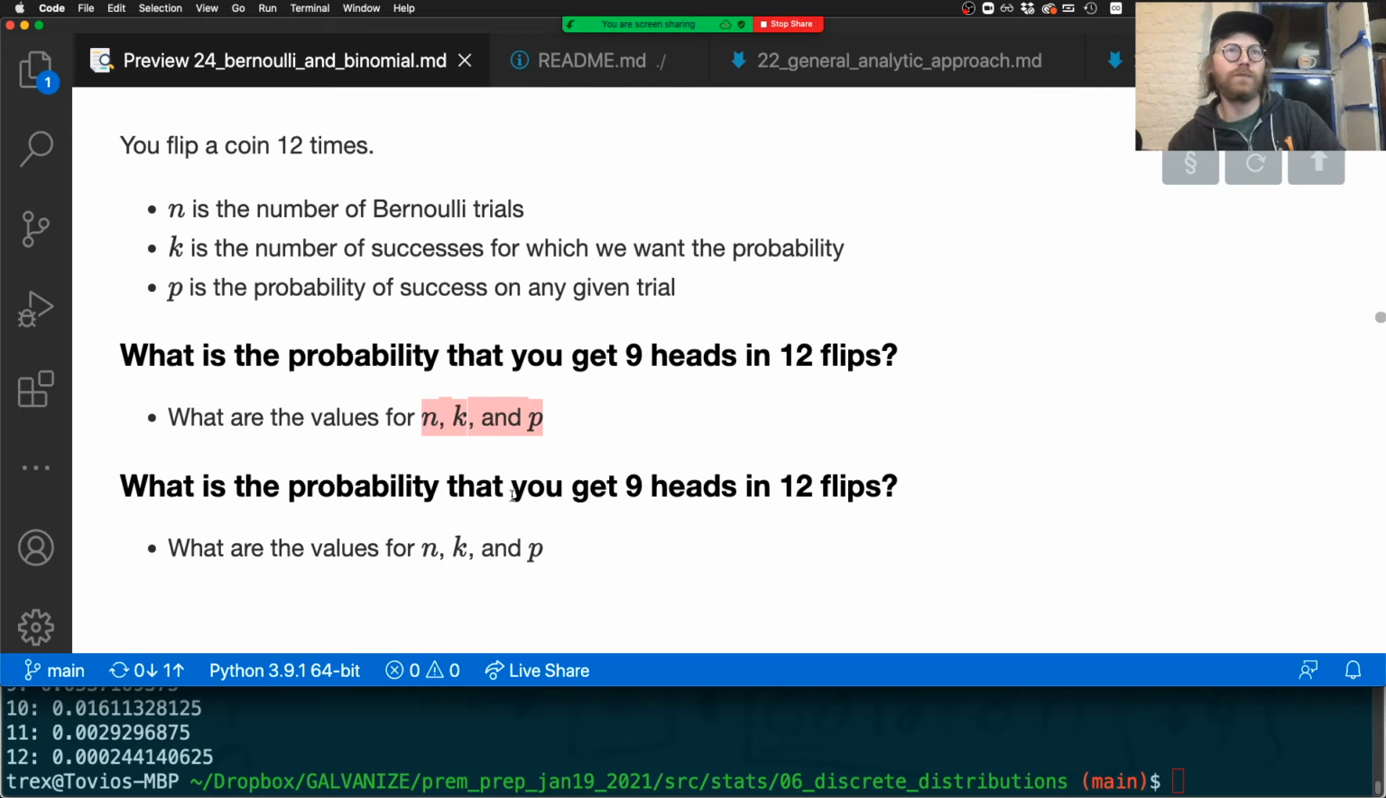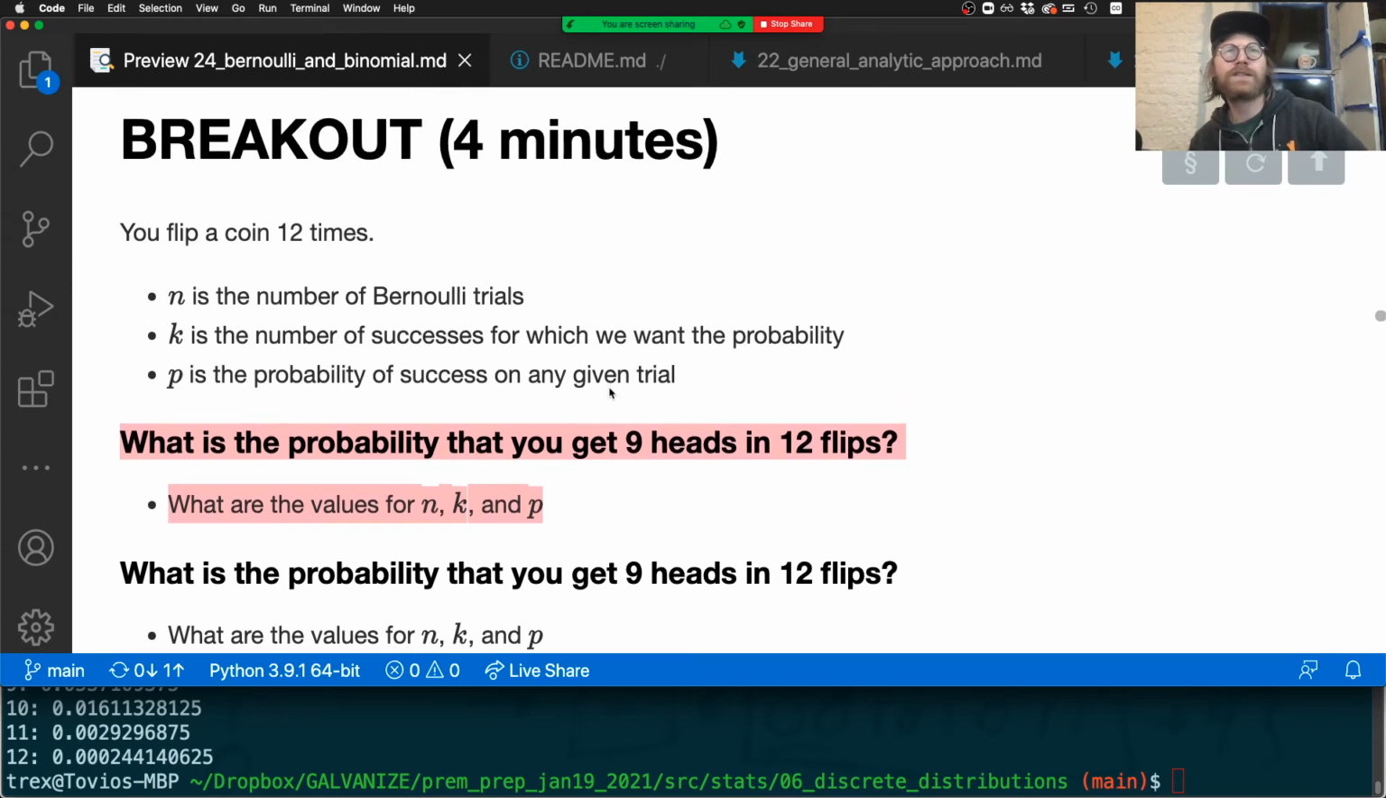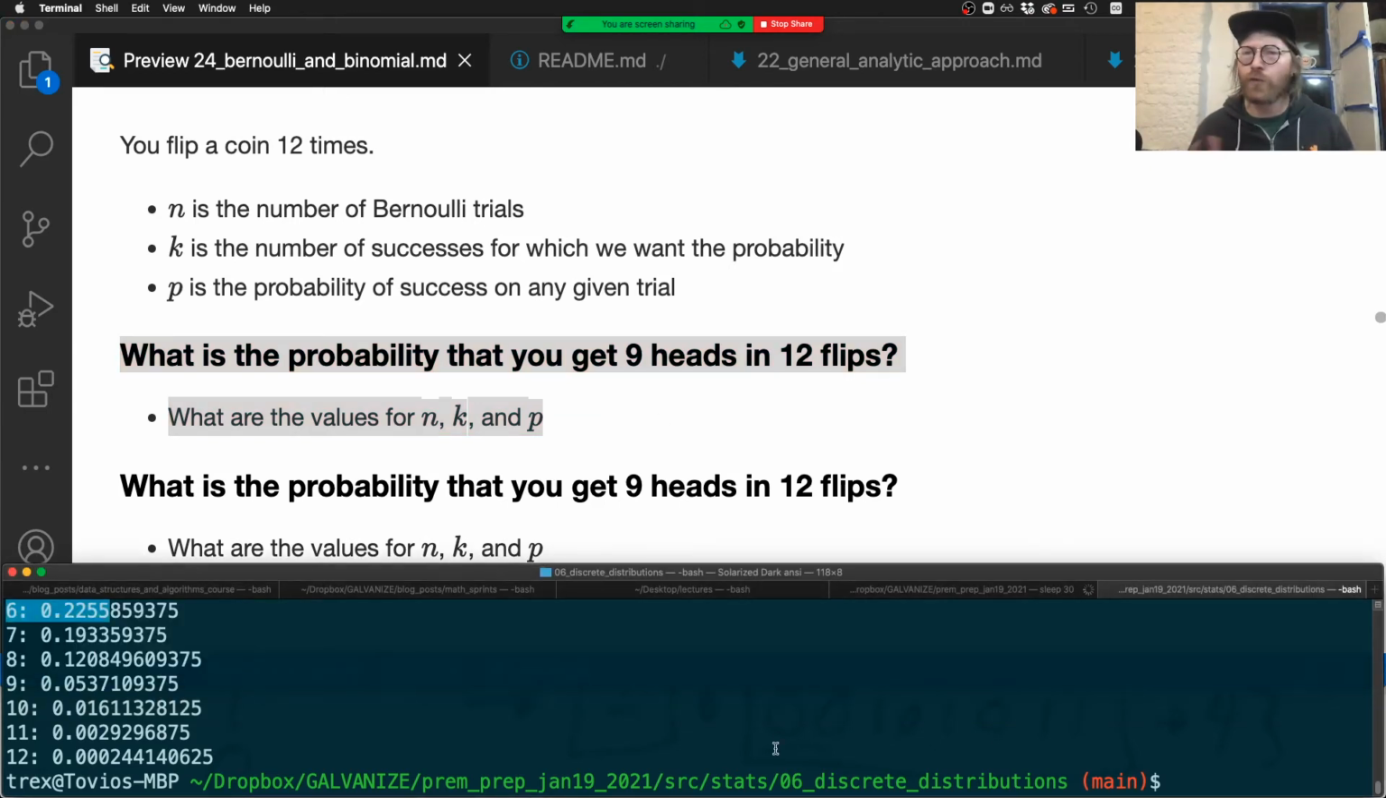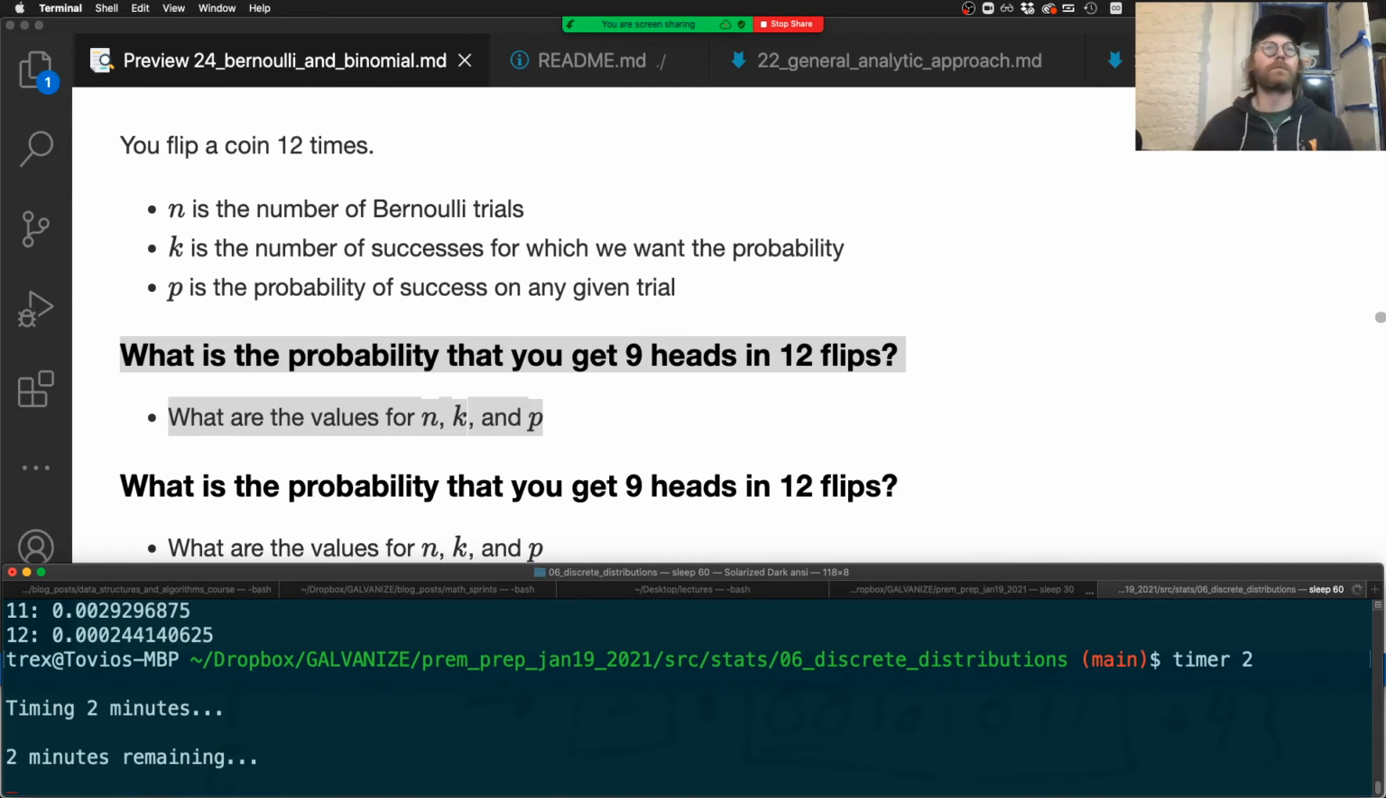Shoot. That was supposed to be a different number. Let's just answer this one. What is the probability that you get 9 heads in 12 flips? And this says 4 minutes. Let's do 2 minutes. So all you really need to do is run this code and look it up in the table. And when you get to an answer, feel free to post it in the Slack.